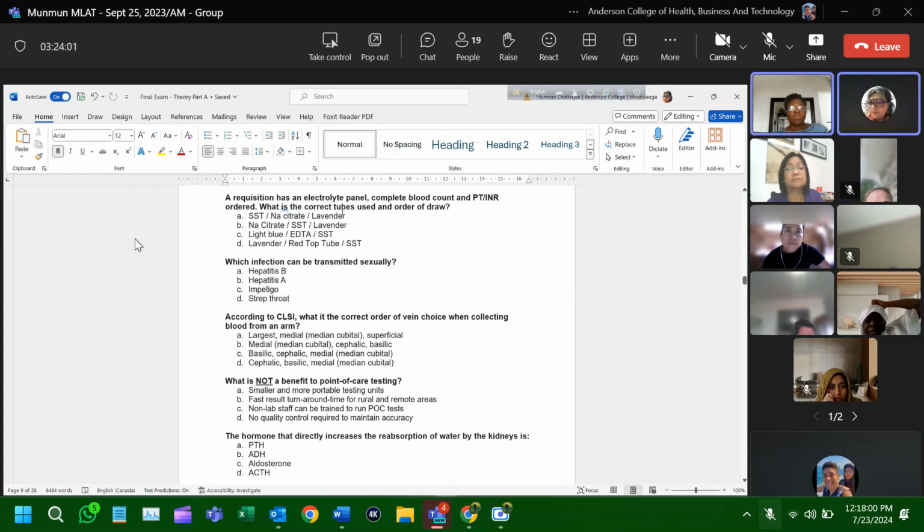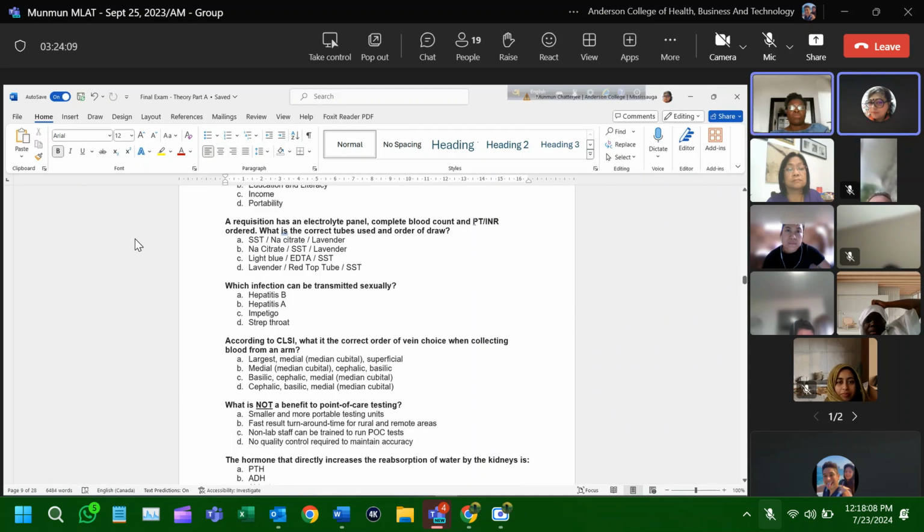Okay, a requisition has an electrolyte panel, complete blood count, and PT/INR ordered. I am asking Venus. Nobody answered. Venus, you try. What are the correct tubes used and order of draw? So we have PT/INR, we have complete blood count. First of all, for the complete blood count, which tube color are you going to take? EDTA. What is the color? Purple, lavender color. Lavender. Okay.